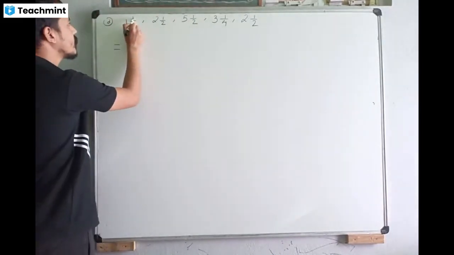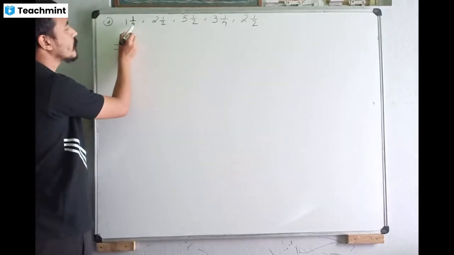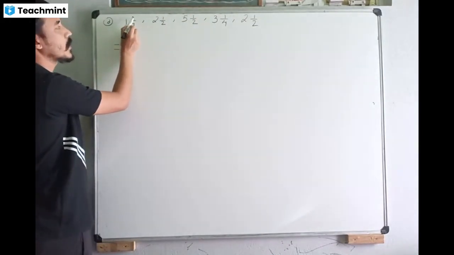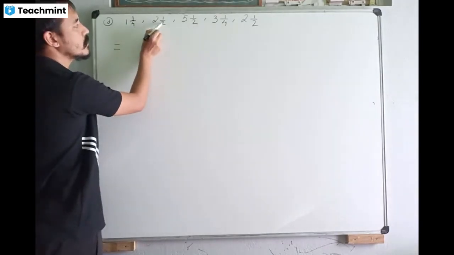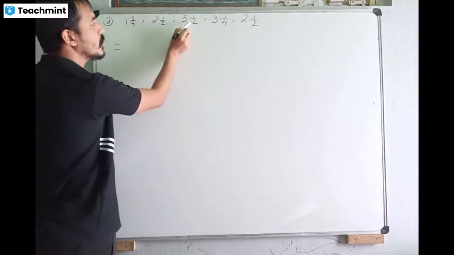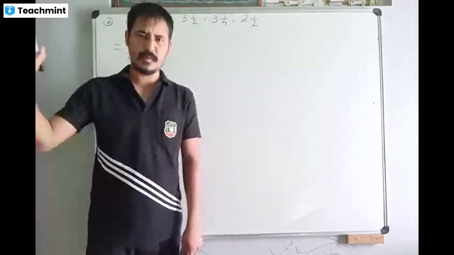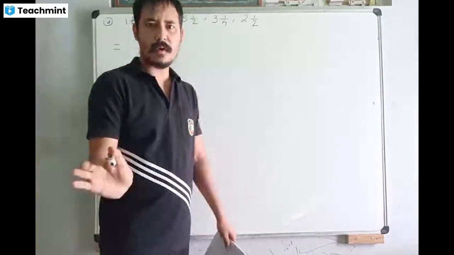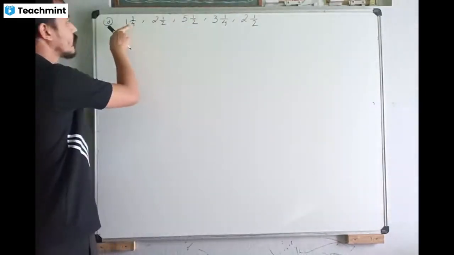The first item is 1 and 1 upon 4. Very simple. You multiply these two terms and add with this term. Multiply these two terms and add with this term. Multiply these two terms and add with this term. Then it will get converted to the corresponding proper or improper fraction. So let us try the first one.